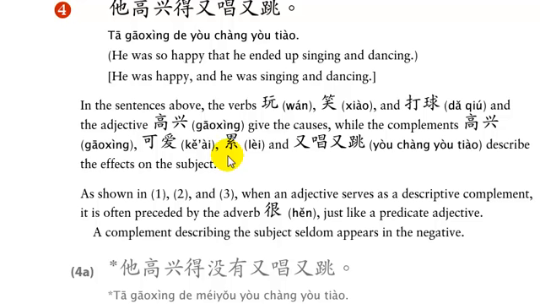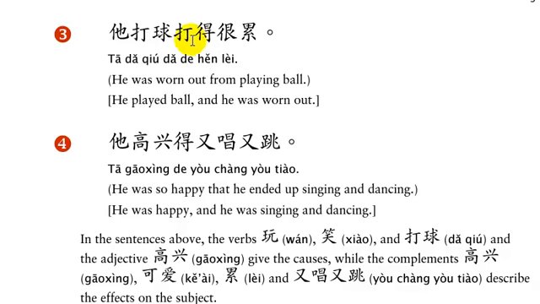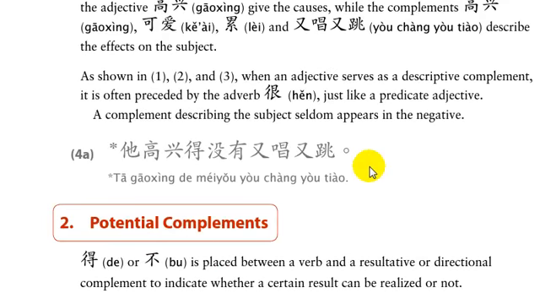Okay, and then in 1, 2, and 3, when an adjective serves as a descriptive complement, it is often preceded by 很. And we'll just take a quick look at number 3. 他打球打得很累. So you really wouldn't say 他打球打得累. When it's a descriptive complement, it usually has 很 in there as well. Okay, complements seldom appear in the negative, so you wouldn't see 他高兴得没有唱没有跳. You wouldn't say that.